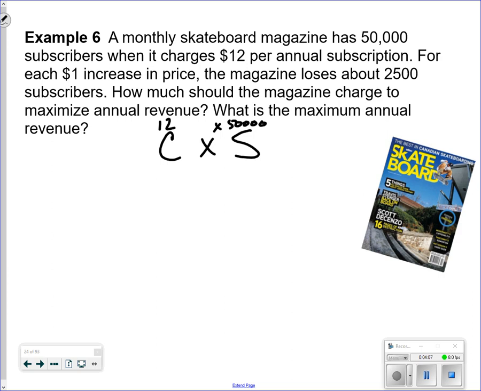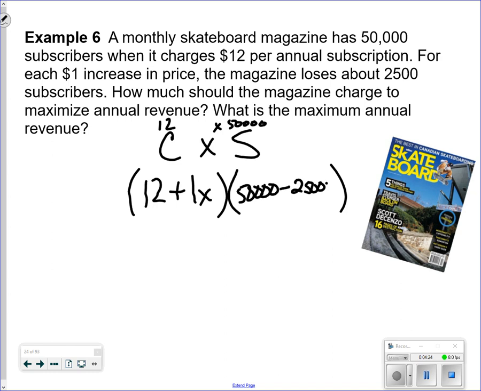Now, they want to change the price to maximize profit. I'm going to increase by 1x. Okay, so I'm increasing it by $1. I'm going to lose 2,500 subscribers. How much should they charge to maximize the annual revenue? I want to find the vertex of this function. Now, first find the intercepts or the zeros.